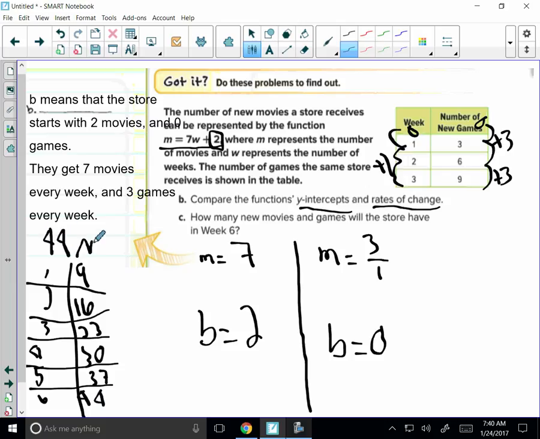Now I'm going to look at this table, and I can kind of just use this and extend it out. 5 and 6. So in 4 weeks, we're going to keep adding 3 each time. So 9 plus 3 gives me 12. And then 12 plus 3 gives me 15. 15 plus 3 gives me 18. So that means in those 6 weeks, they're going to have 18 games. I'll just label it with a G.